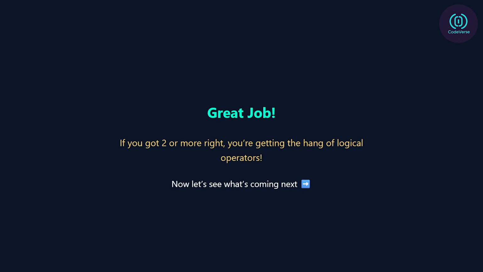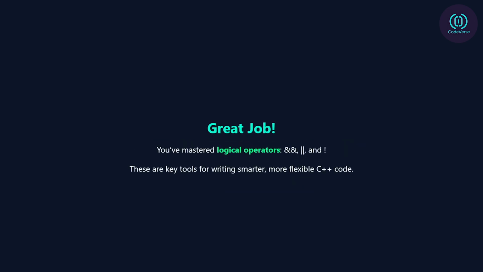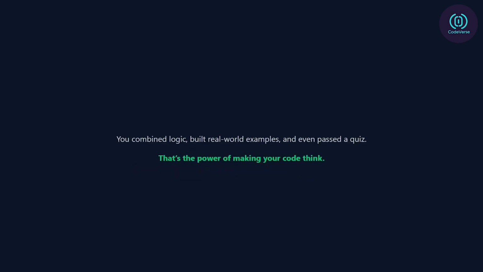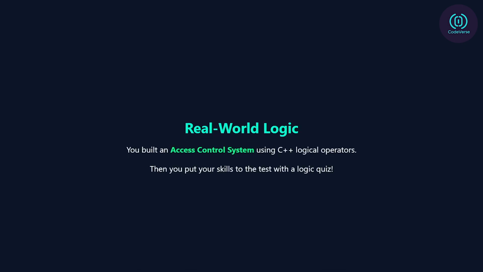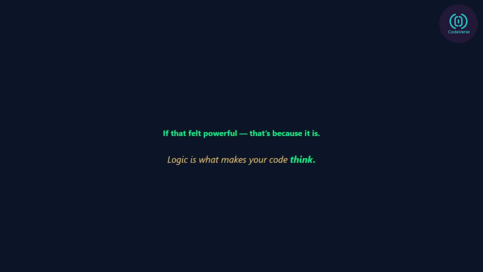Let's see what's coming next. Nice job making it this far. Today, you mastered the power of logical operators, AND, OR, and NOT, which are essential for writing smarter, more flexible conditions in your programs. You've seen how to combine comparisons, how to control logic flow, and how these operators mirror real-life decisions in code. We even built a real-world access control example and tested your skills with a quiz. If that felt powerful, that's because it is. Logic is what makes your code think.